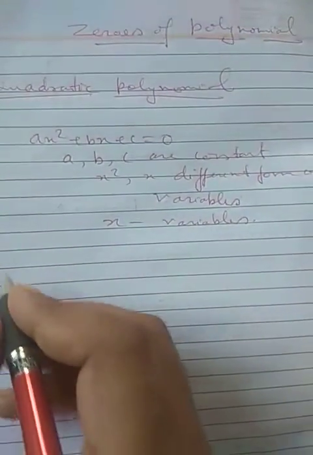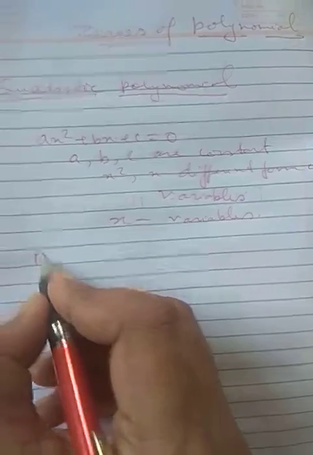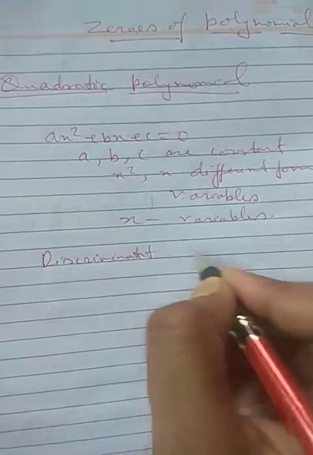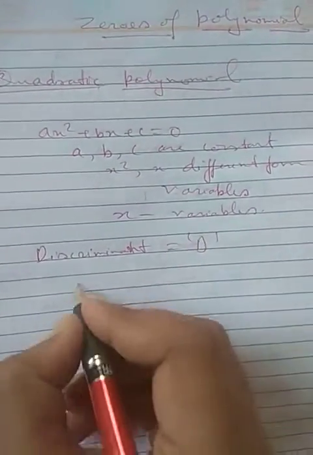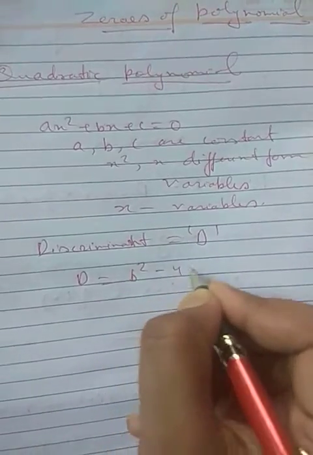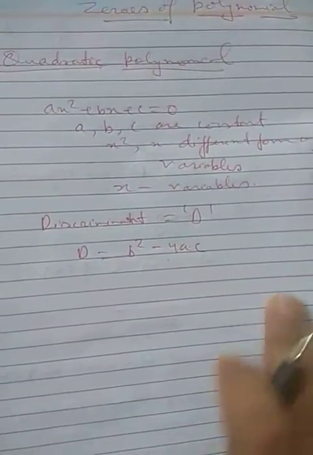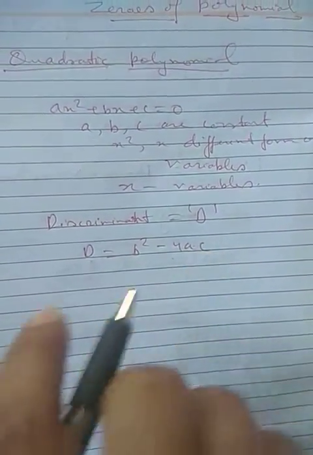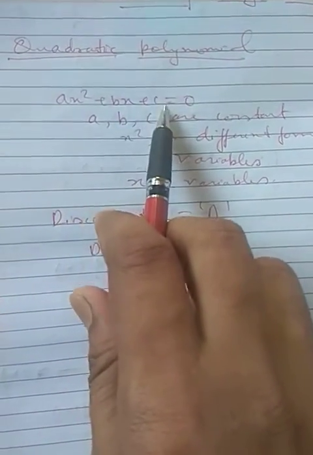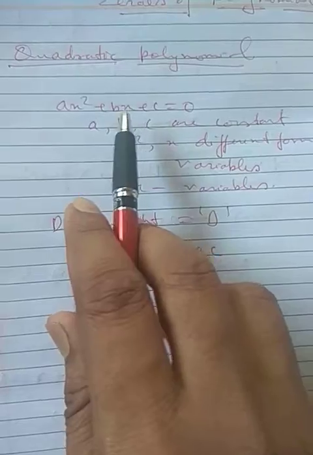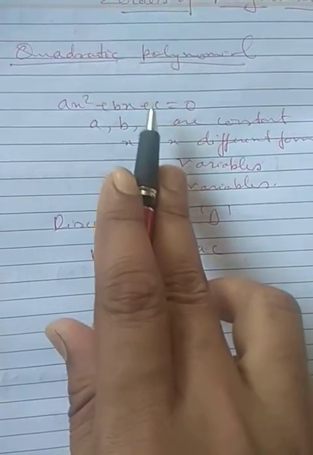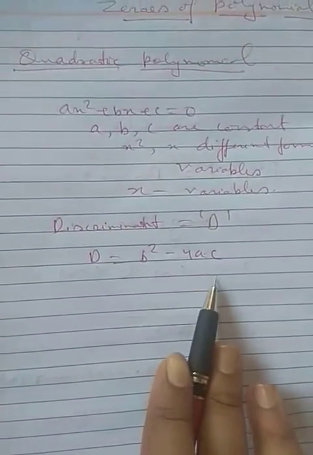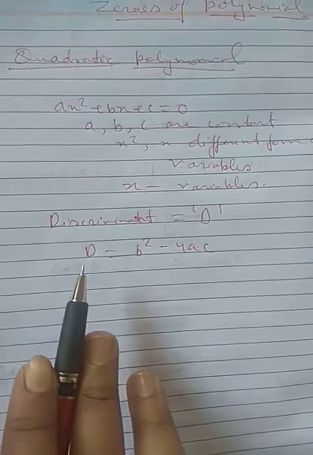Here we will understand a new thing, what is called the discriminant. The discriminant is represented by D, and D equals b square minus 4ac. We must remind you that a, b and c are all constants in the equation ax square plus bx plus c: b is the coefficient of x, a is the coefficient of x square, and c is the constant term. D equals b square minus 4ac. This is called the discriminant, or D.